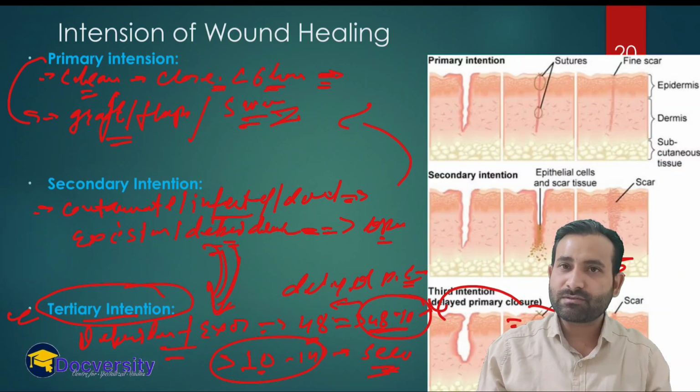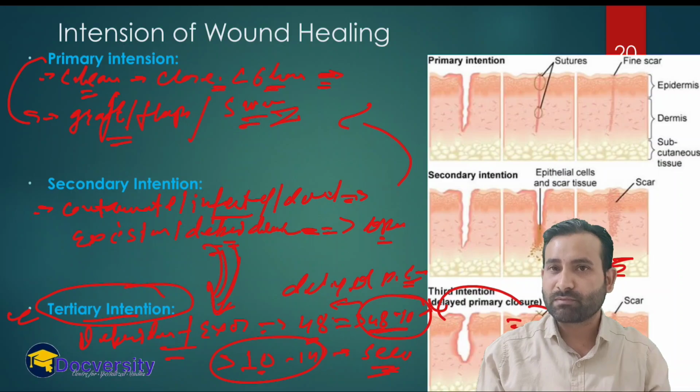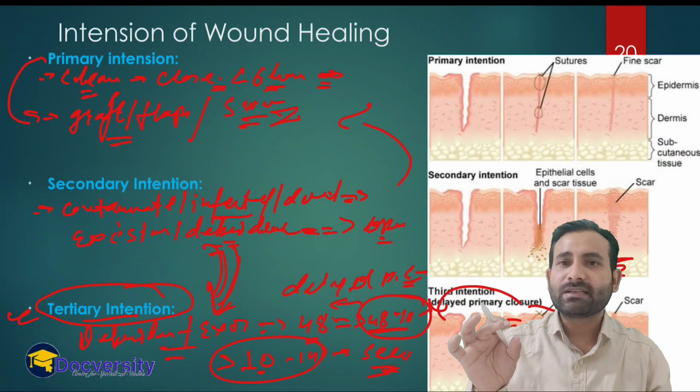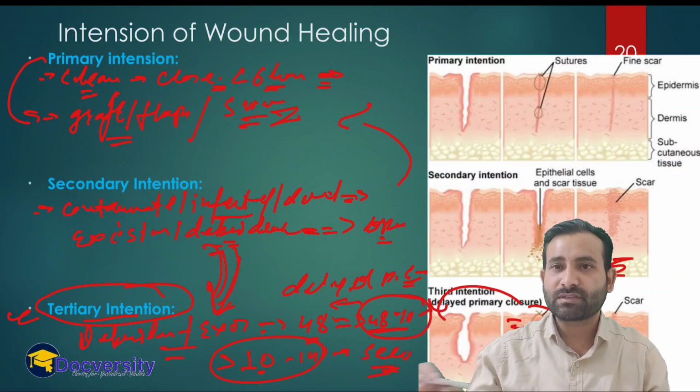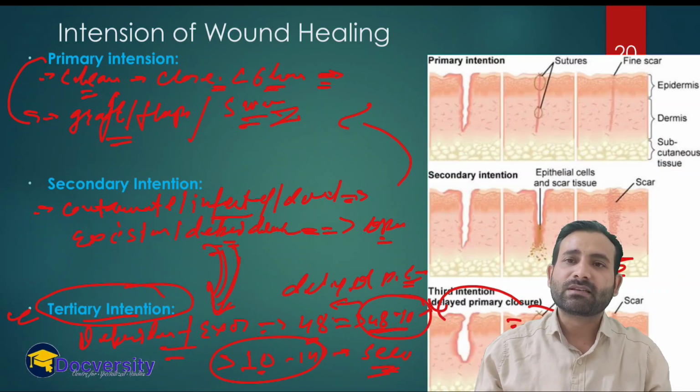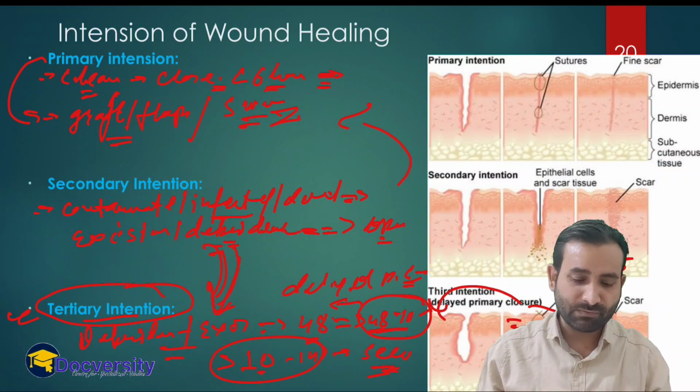Delayed primary suturing means we leave the wound open and then we do the suturing after granulation tissue formation. After granulation tissue formation, that means after 48 hours to 10 days. That is called what? The late primary suturing or delayed primary suturing. But sometimes if the infection persists, we have to suture the wound after 10 days, right? So this is called what? The secondary suturing. Hope you understand, right?